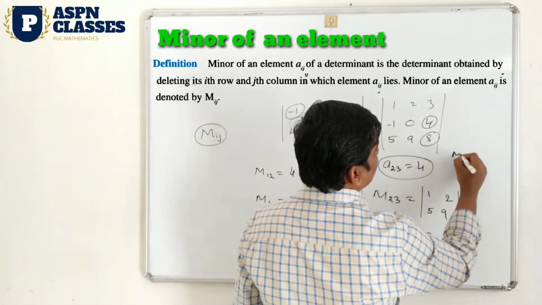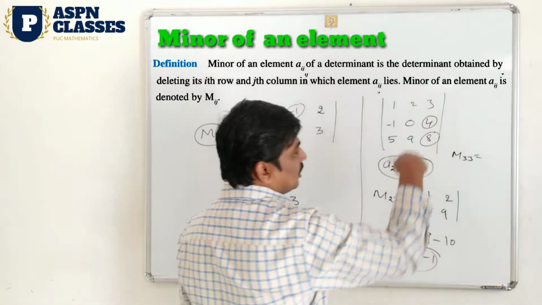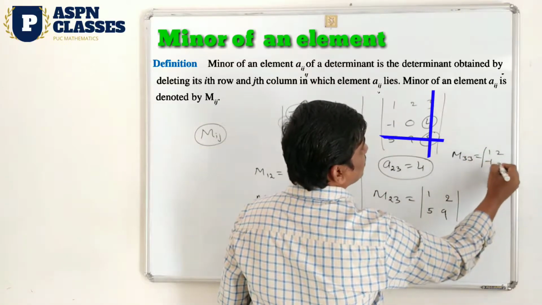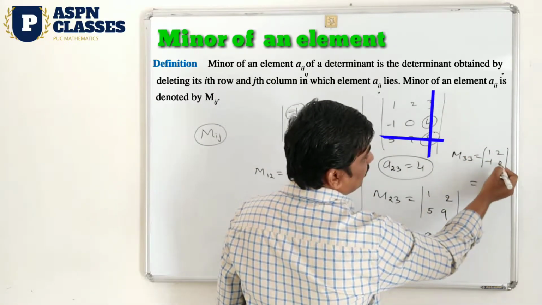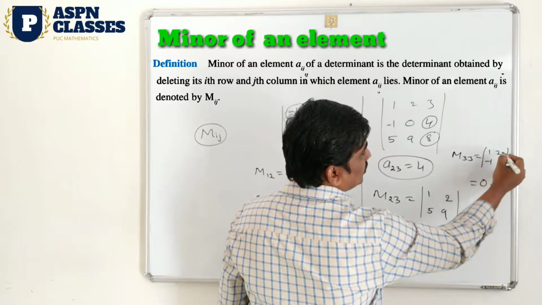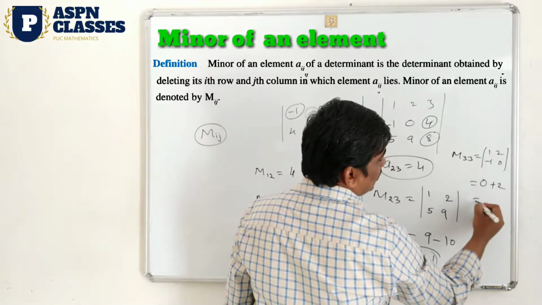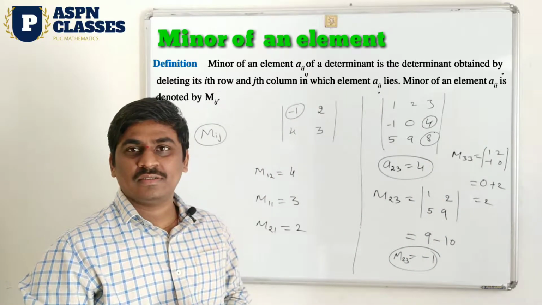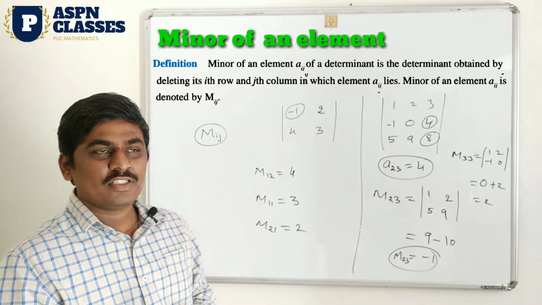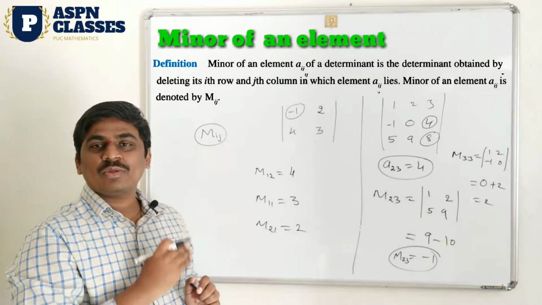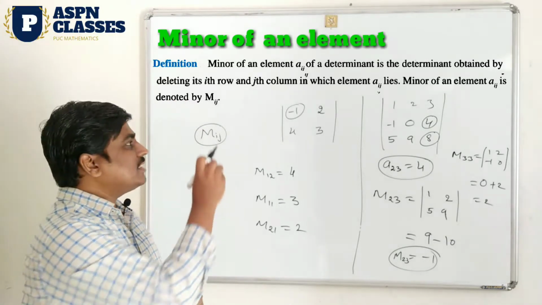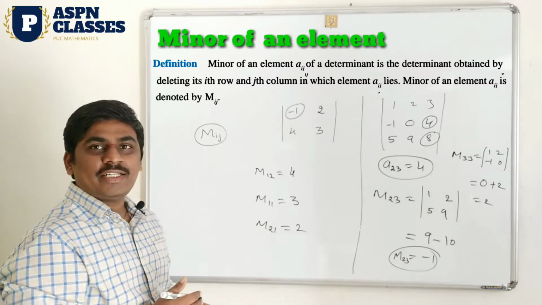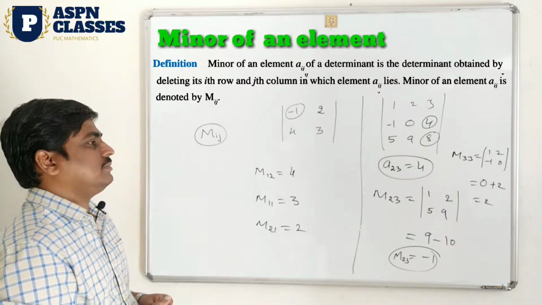Similarly, we also find the minor of the element 8. This is a33. Third row and third column you have to delete. Then what is the answer? 1, 2, -1, 0. Now simplify: 1 into 0 is 0, minus sign, 2 into -1 is -2, minus minus plus, so 2 is the answer. Similarly, we can find all the minor elements. I think all of you understand: the ith row and jth column in which aij lies have to be deleted. Is that clear?